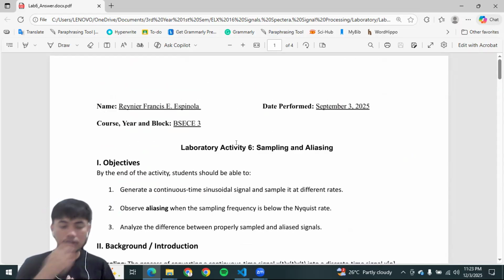So that concludes our laboratory activity 6, which is sampling and aliasing.